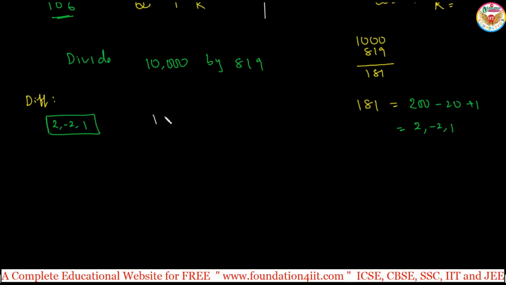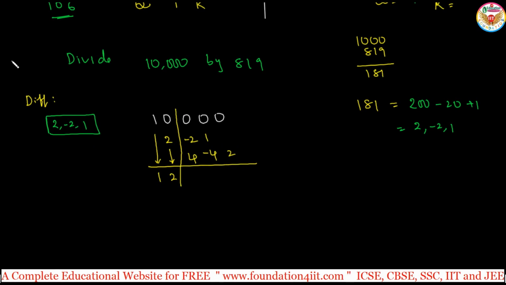Right, now the question is 10,000. Apply the method. Here is the line. Next, this 1 is as it is. 1 into 2 is 2. Again 1 into minus 2 is minus 2. 1 into 1 is 1. Step is over. Next, 0 plus 2 is 2. 2 into 2 is 4. Again 2 into minus 2 is minus 4. 2 into 1 is 2. Then you can do the addition this side.